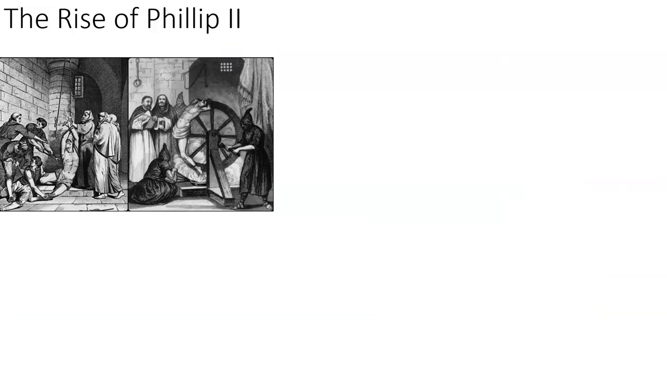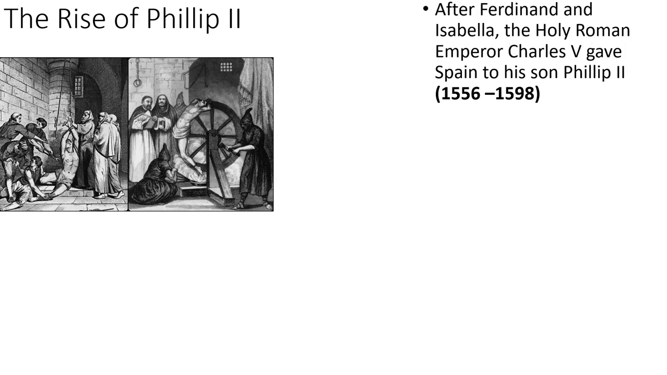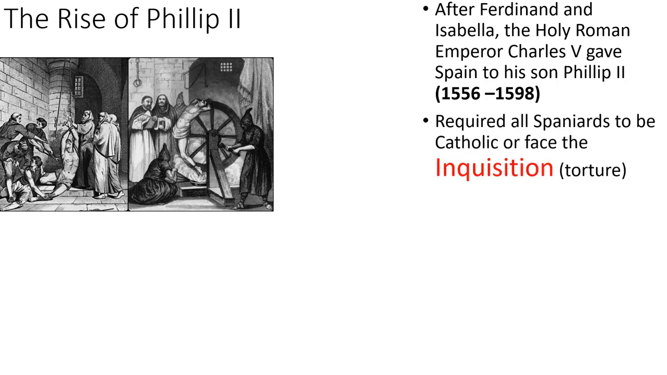After Ferdinand and Isabella, we get a sequence of kings, but Philip II, he's the one that we need to know something about. His father was Charles V of the Holy Roman Empire. Basically, what happens is Philip is given Spain. Spain is like his territory. That's yours, buddy. Like, take it over. And Philip was a militant Catholic. Like, he loved Catholicism, and he is going to embrace something called the Inquisition.